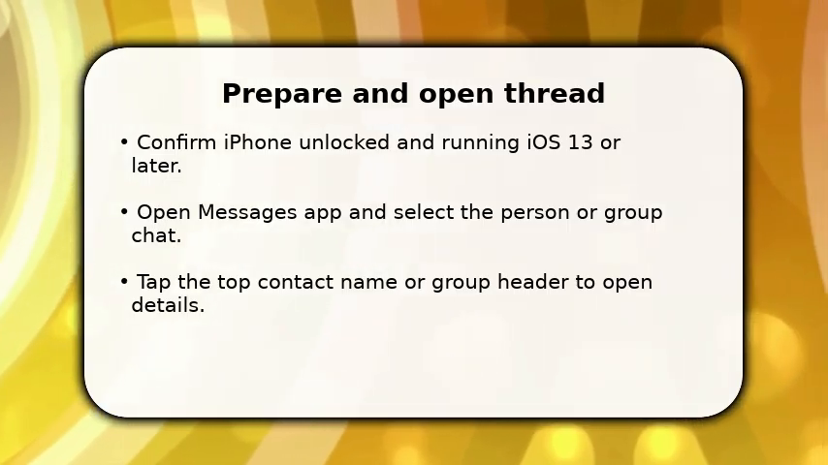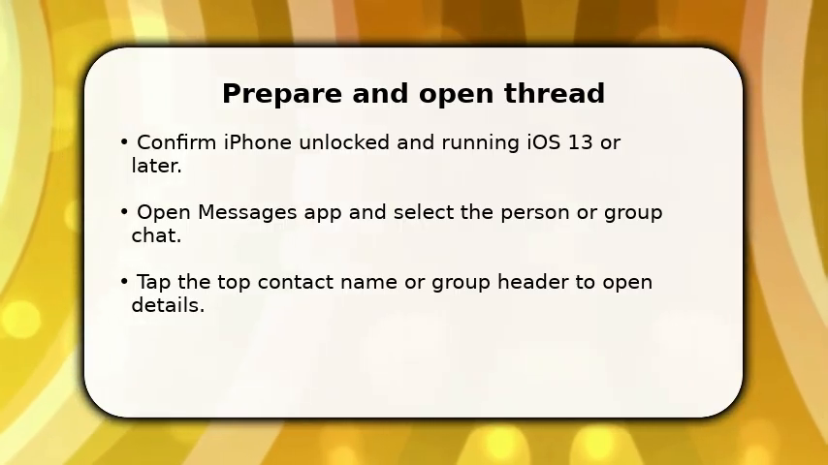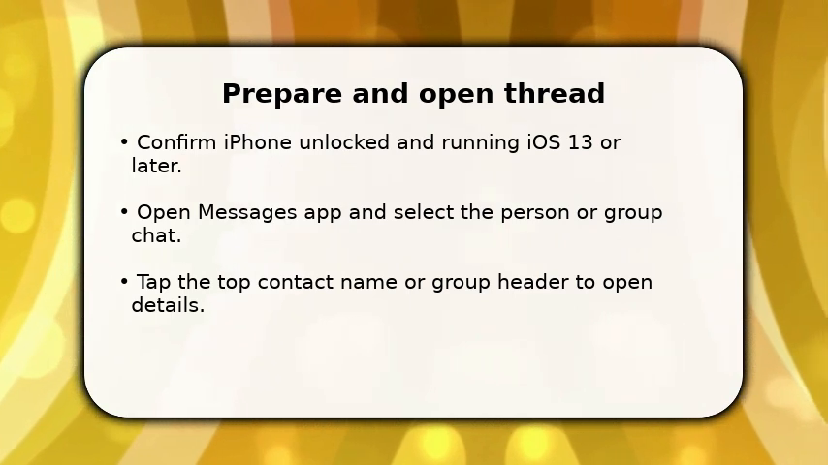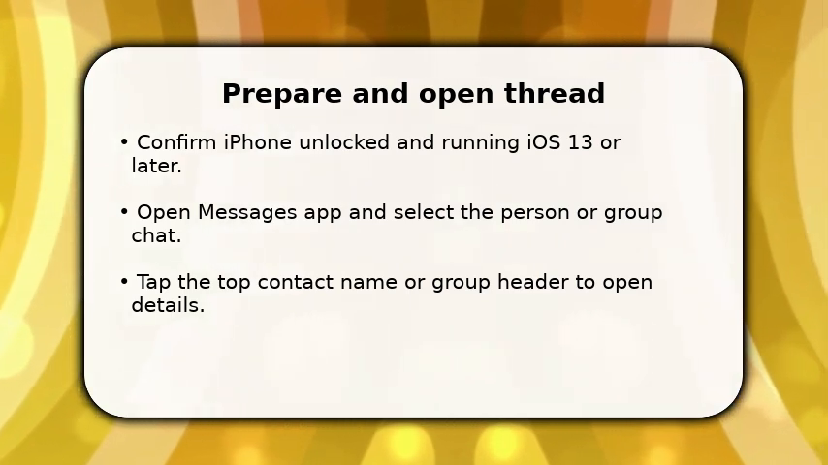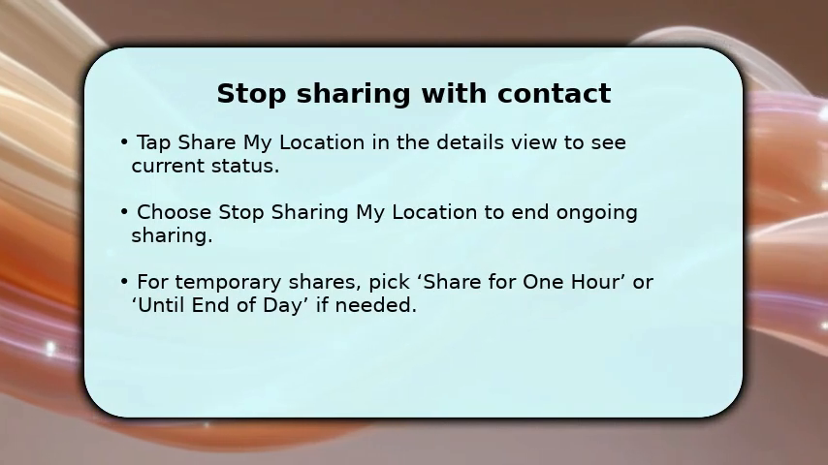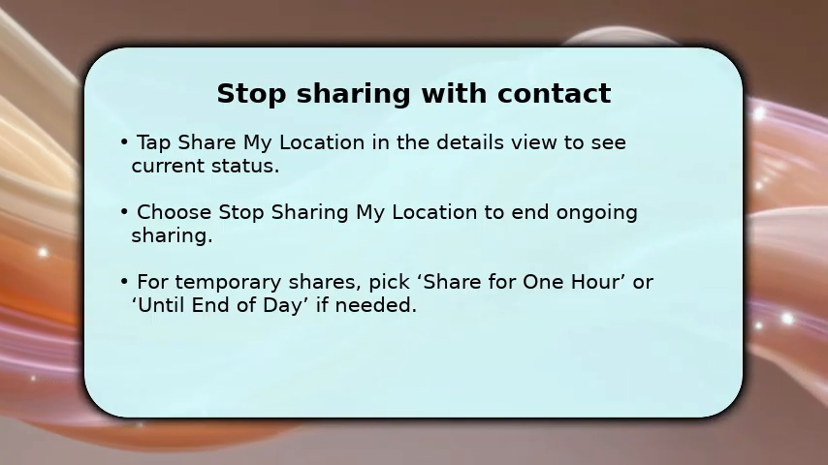Once the details view appears, you'll see options like Send My Current Location and Share My Location. Focus on the Share My Location controls to change who can see you and why it's important to restrict access. You now manage the live sharing option. Tap Share My Location in the Details page to expose the toggle and choices.